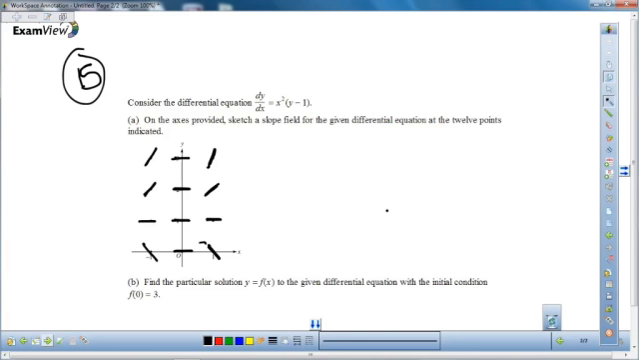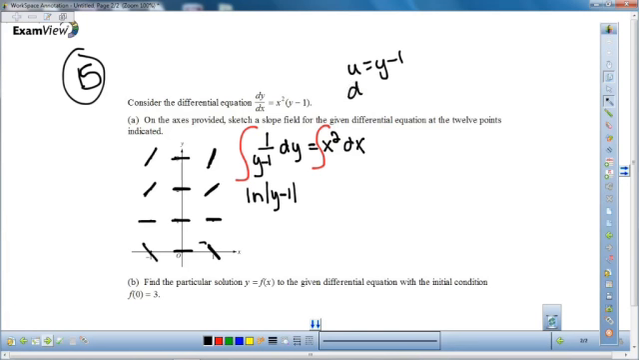For part B, it says to find the particular solution. In order to find this, I'm going to have to separate variables. I'm going to put anything with a y on the left, anything with an x on the right, and remember that your dx and your dy always have to be in the numerator. So if I take the antiderivative of both sides, I'm going to have ln of y minus 1, because if I let u be y minus 1, du is just dy, so I'm not going to have to multiply it by anything. And the antiderivative of x to the third is x to the fourth divided by 4, and then don't forget your plus c.